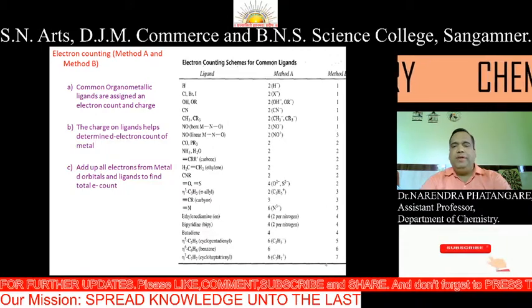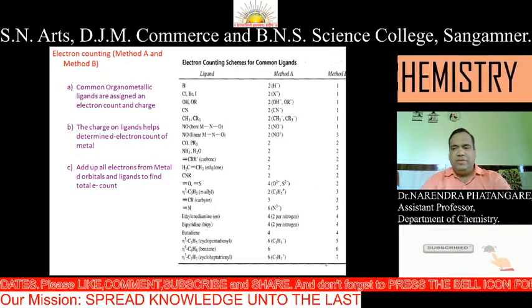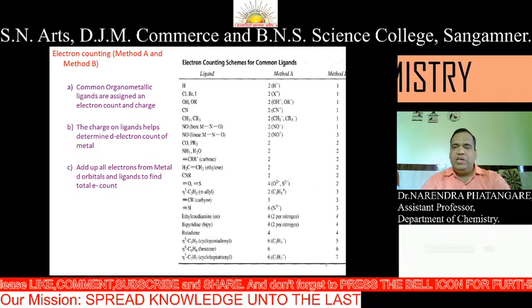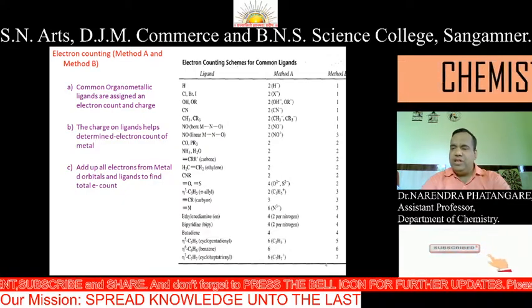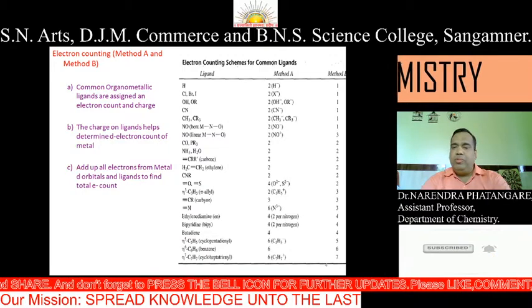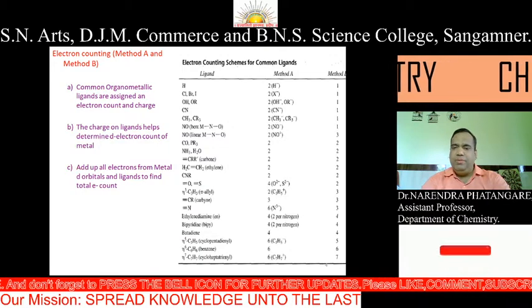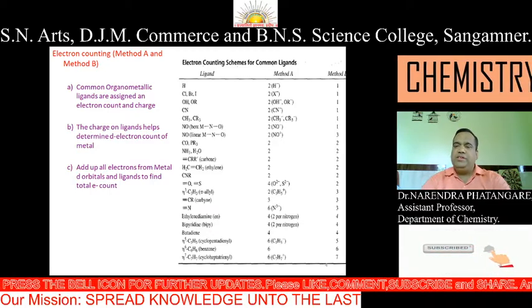Then carbene also contains 2 electrons. Ethylene is a type of carbene, therefore 2 electrons. CNR, where a carbon-nitrogen double bond is there, is again like a carbene, therefore 2 electrons. Double bond O, yes, it is 2 electrons again because a double bond is there. So eta 3 C3H5 is 3 electrons.